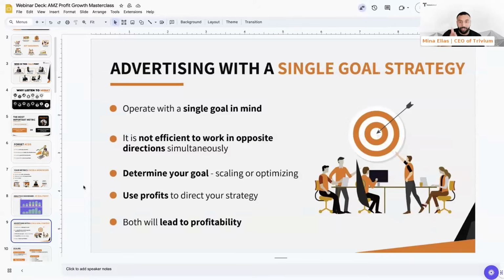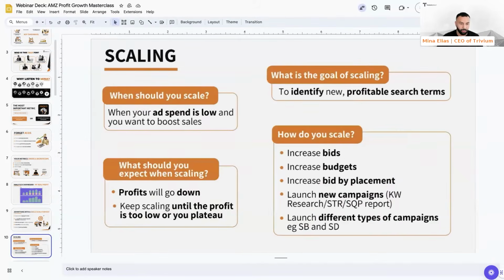Versus when I take actions all in one direction, then I know, okay, I took all actions in one direction: increase bids, increase budgets, increase bid by placements, launch new campaigns. My spend went up by $100. My sales went up by $400. That was a success. Or my sales went up by $150. That wasn't a success. And I can take actions to correct that, right? So advertising with a single goal strategy will greatly improve profitability. And I'll talk about the different stages.